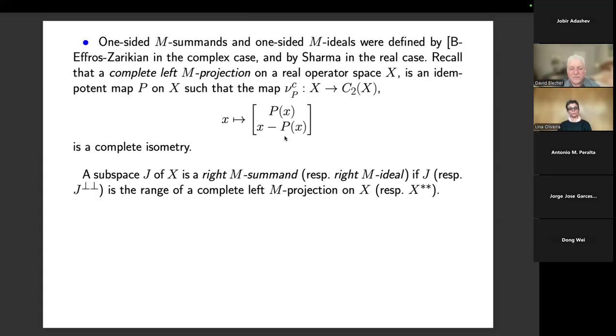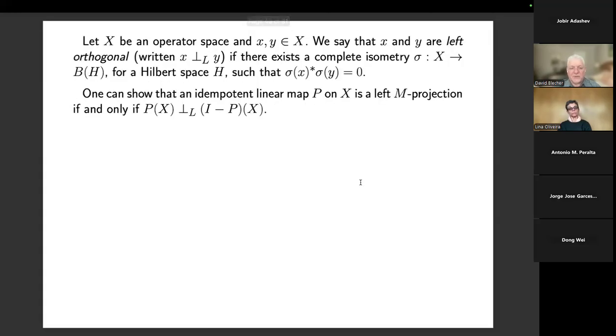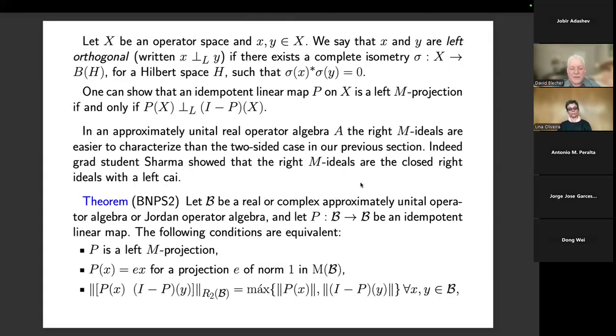Here is the definition of a complete left M projection of a right M summand or right M ideal. It's very similar to the definition of a two-sided M ideal. And here I'll just end with this theorem: if you have a real or complex approximately unital operator algebra or Jordan operator algebra and an idempotent linear map P, then P is a left M projection if and only if it's left multiplication by a projection in the multiplier algebra, if and only if you have this nice norm condition.